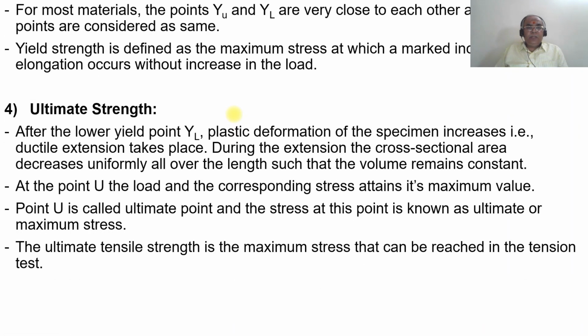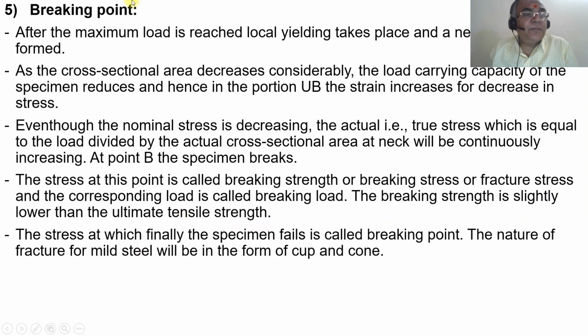At the point capital U, the load and the corresponding stress attain the maximum value. Point U is called the ultimate point, and the stress at this point is known as ultimate stress or maximum stress. Ultimate tensile strength is the maximum stress that can be reached in the tension test.